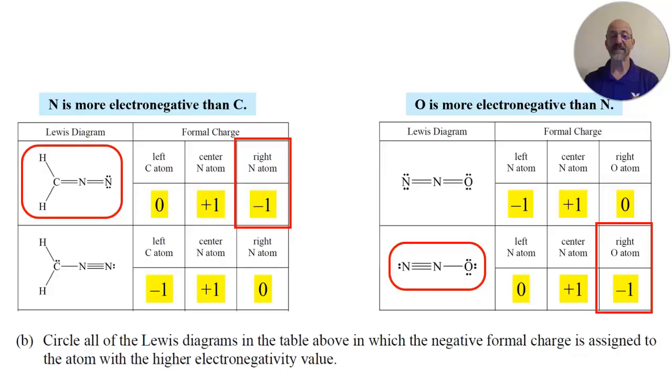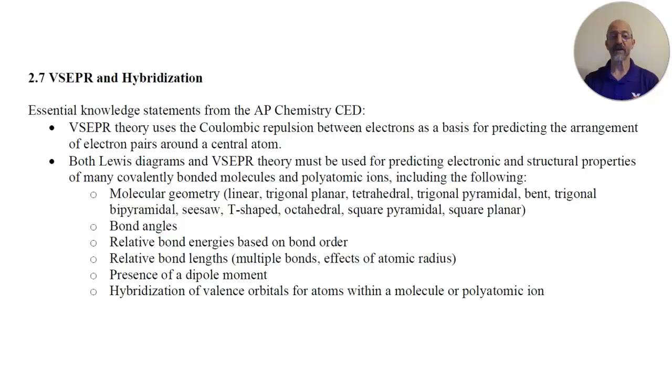Before we take a look at question 7 in the packet, let's look at the review for topic 2.7, VSEPR and hybridization. Here are some essential knowledge statements from the AP Chemistry course and exam description. Valence shell electron pair repulsion, or VSEPR theory, uses the Coulombic repulsion between electrons as a basis for predicting the arrangement of electron pairs around a central atom.